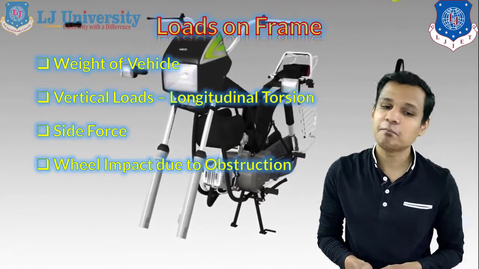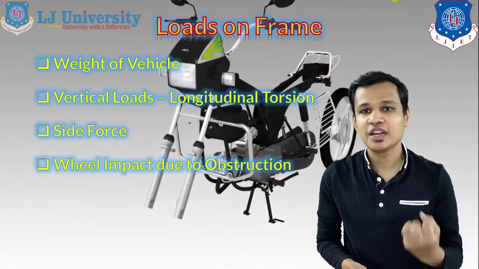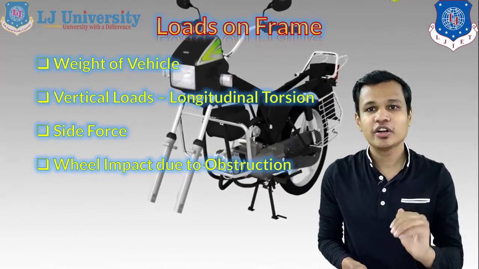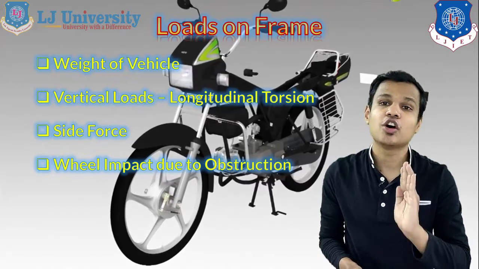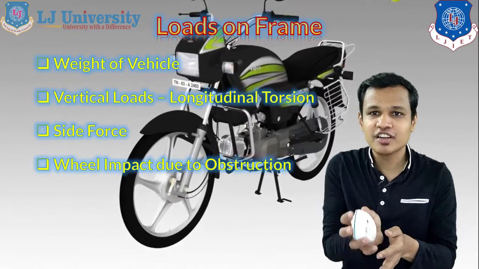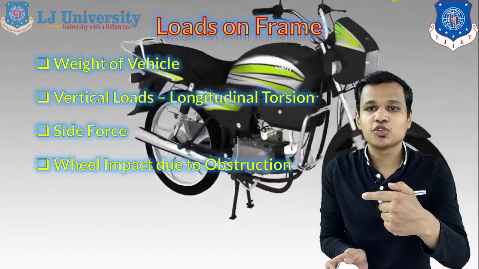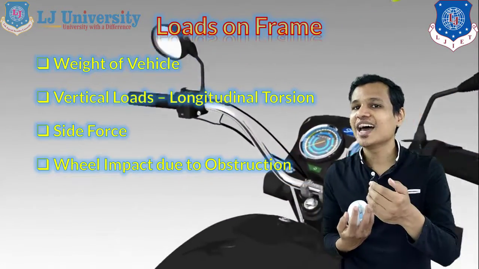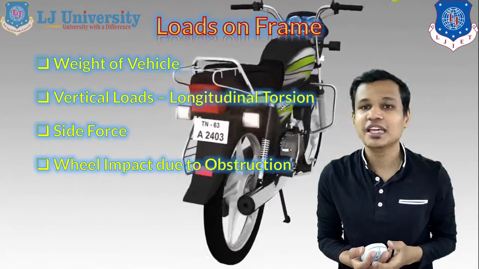Next is the wheel impact due to an obstruction, right? If there is any obstruction, for example, if a pothole is open and our vehicle passes through it, then for that moment the vehicle's front tire will face an obstruction, which means our front tire will try to stay steady at that point, but our vehicle is moving. So what will happen is that a load in the opposite direction will be generated in the frame. The lozenging effect on the frame will be created.